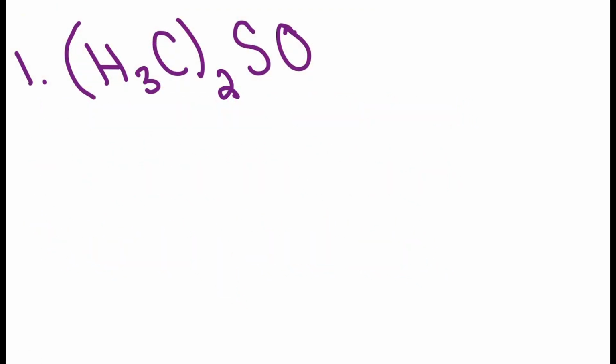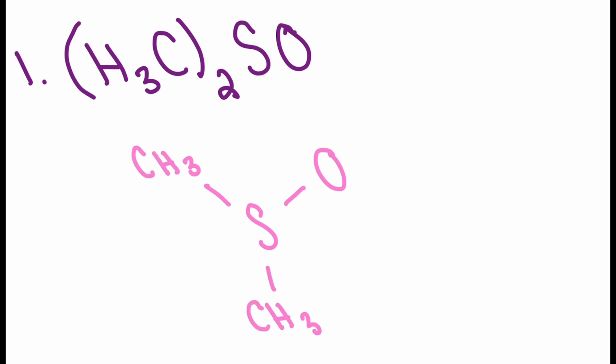Okay, so we're given H3C, parentheses 2, SO. We start with our central atom, S, which is attached to an oxygen and two CH3s. So you have CH3, CH3, and an oxygen. Right now we need to add the lone pairs on each atom.